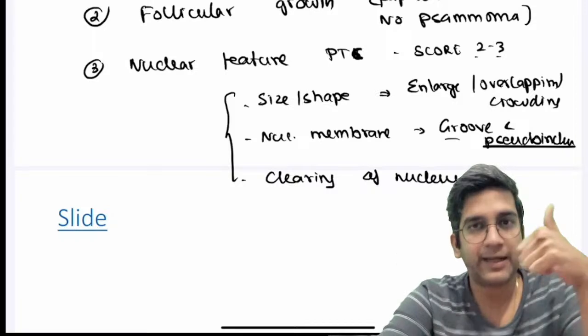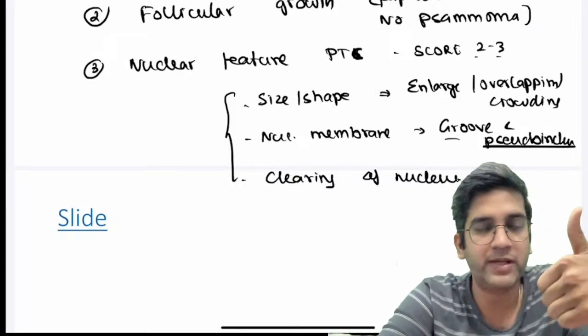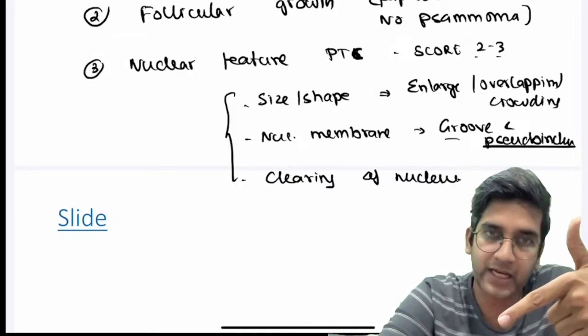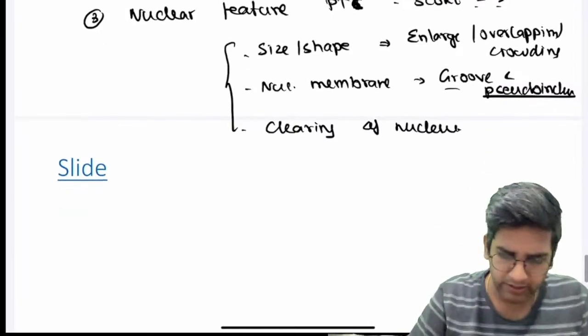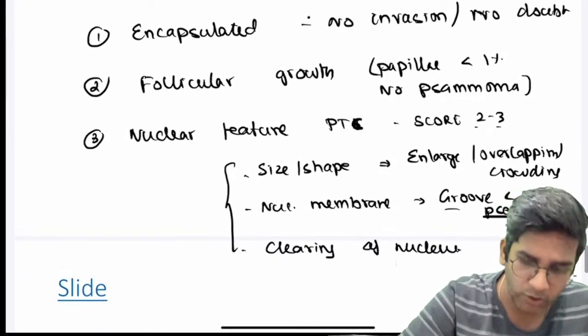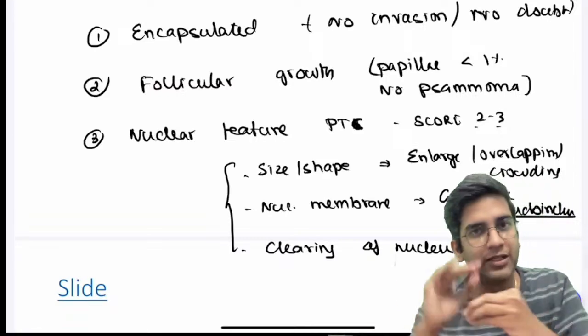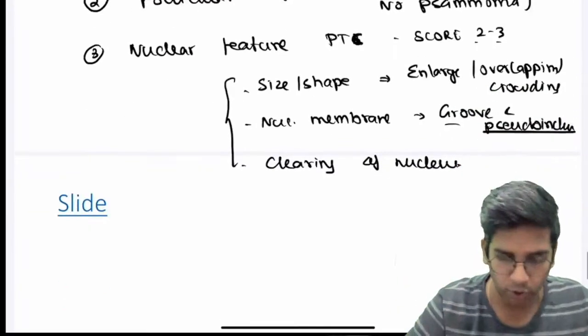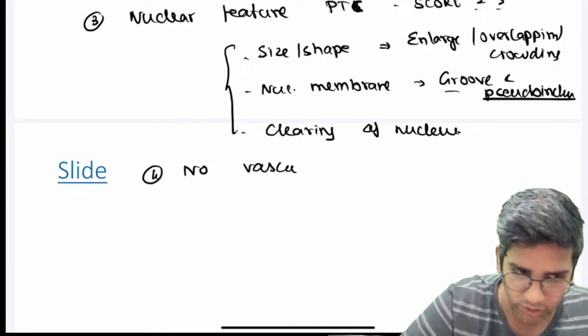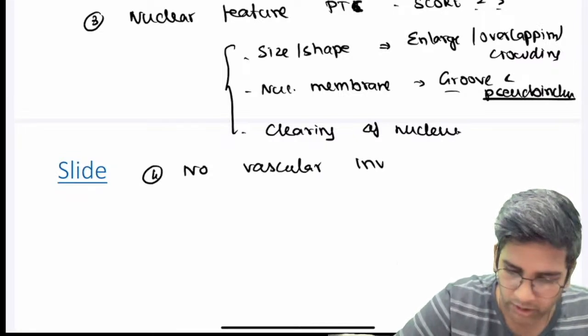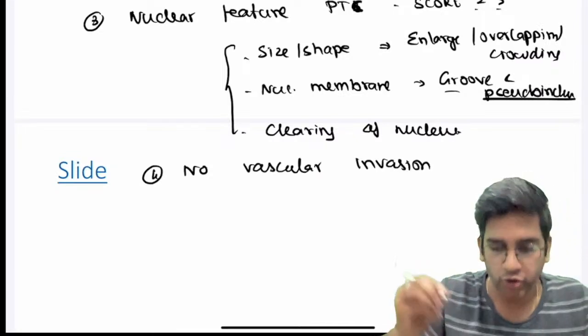So it should be encapsulated, NIFTP, obviously it should be encapsulated. It should be follicular, again NIFTP, papillary, again NIFTP, right? Okay. The fourth one will actually be included along with this only. Encapsulated, clear demarcation with no capsular, no vascular invasion. I should have no vascular invasion also. Not just capsular, vessel invasion also should not be there.